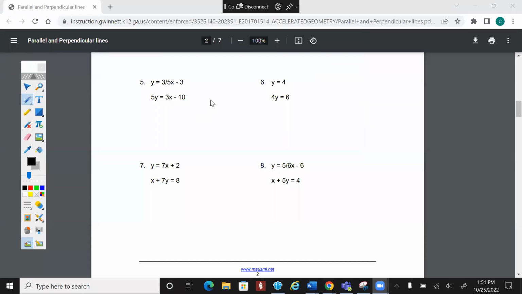Okay, so on this next one, we've got to get this in that y equals mx plus b format. So we're going to divide by 5 on both sides. And when we do that, we're going to get y equals 3/5 x minus 2. Now you're going to check it. Is it the same? Yes. Then it's parallel.